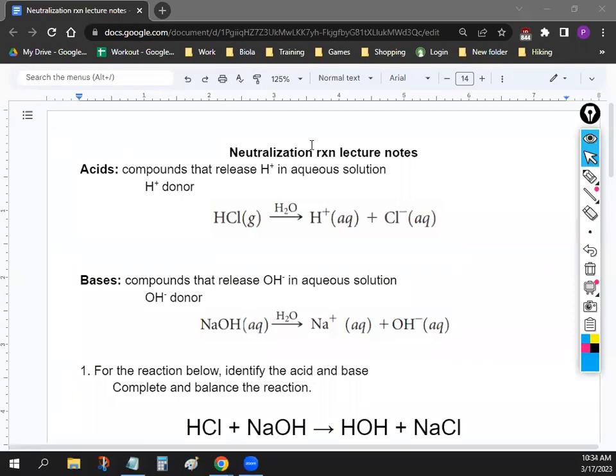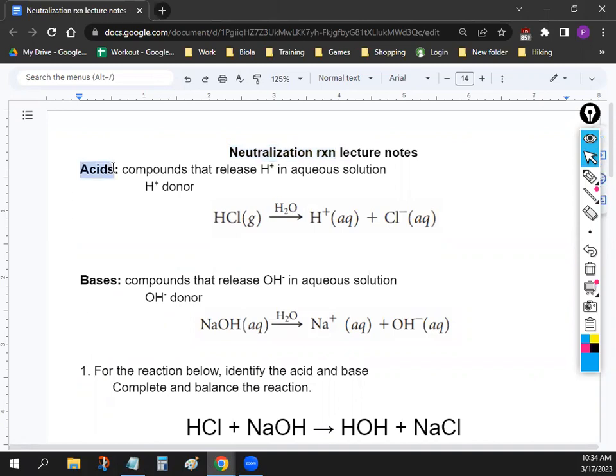Okay, so unit 6, we're starting with something called neutralization, and then rxn just means reaction because it kind of sounds like reaction. So we're starting with something called neutralization reactions. Now, we're going to start with two definitions. I'll tell you guys what you need to write down, so you don't need to write everything.